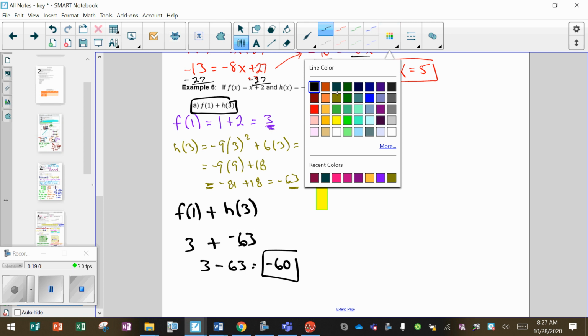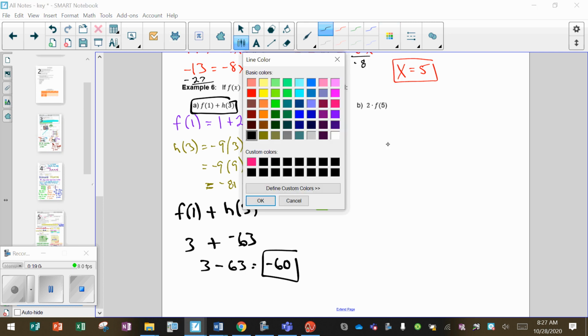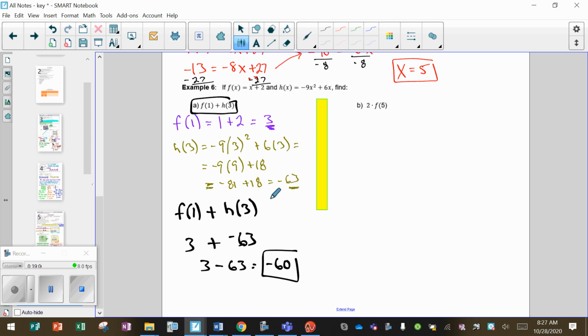And our last one, let's end with a nice shade of blue. We are doing 2 times f of 5. So we're going to take 2 times whatever number we get when we put 5 in for x into the f function. So f of x equals x plus 2. We're using 5 in place of the x, so it becomes 5 plus 2. So it's 2 times 7, which is 14. And that's it for this one.